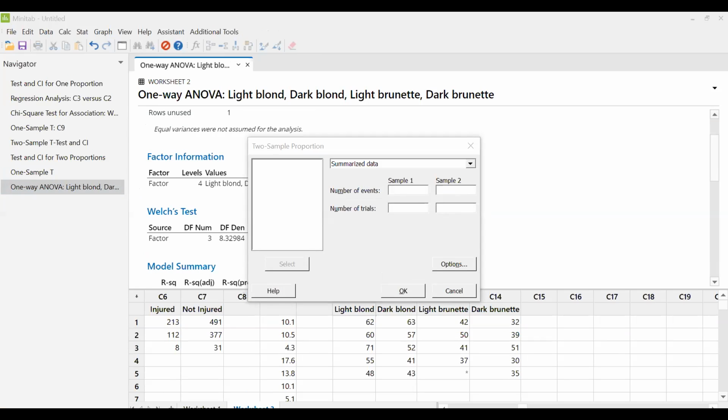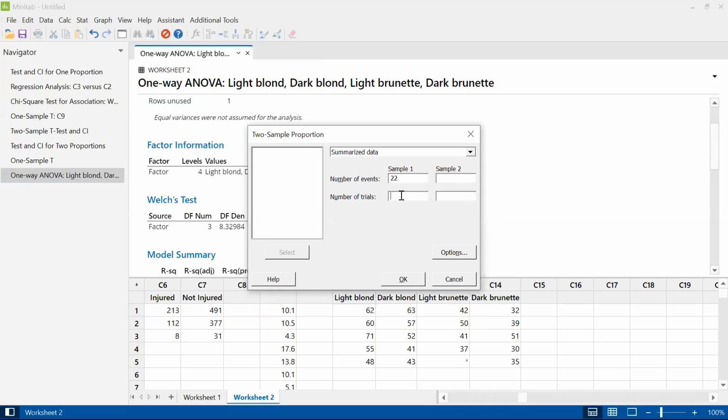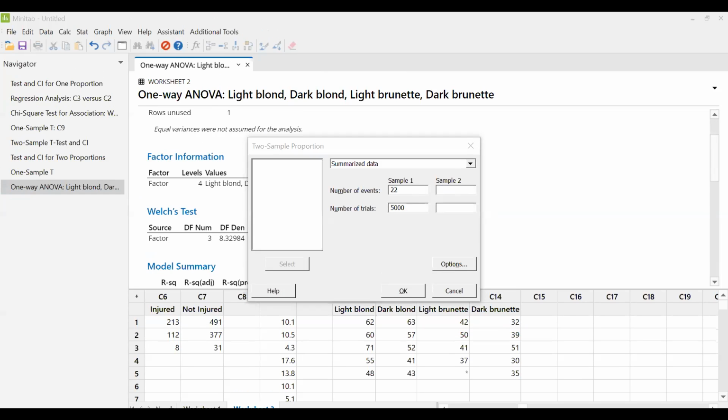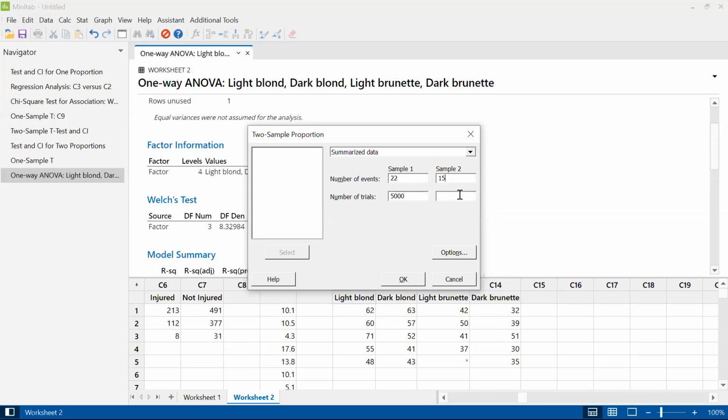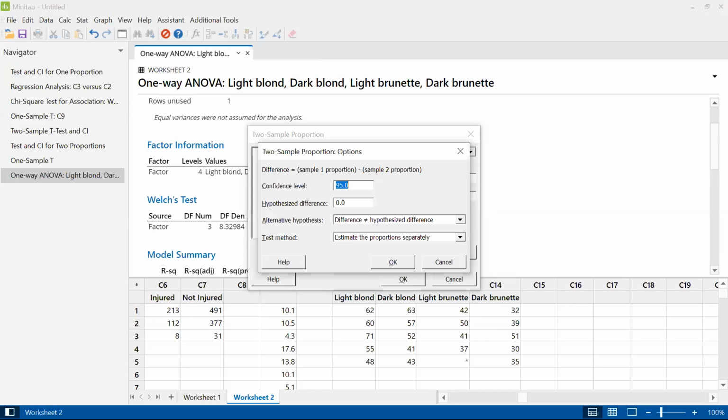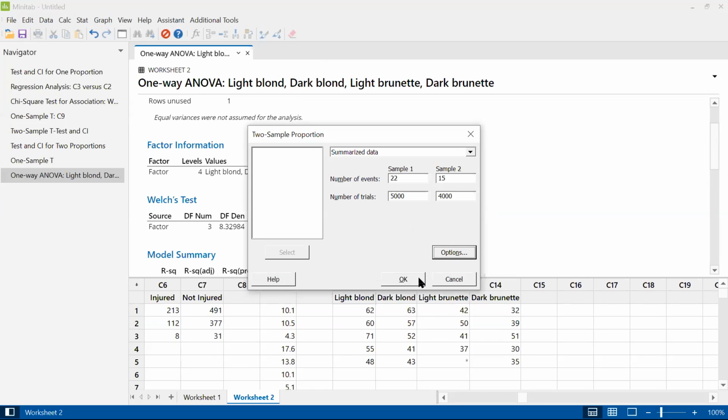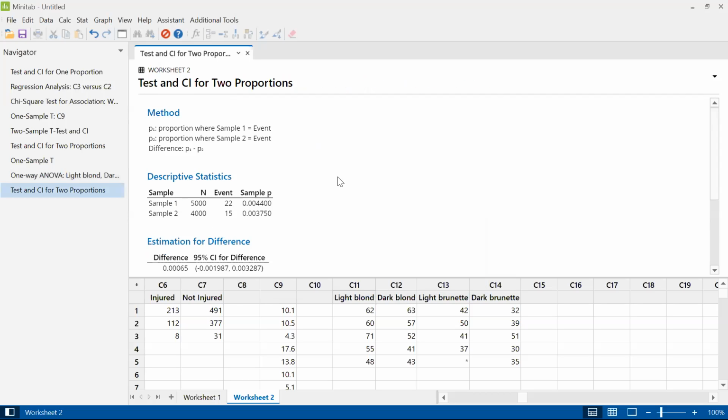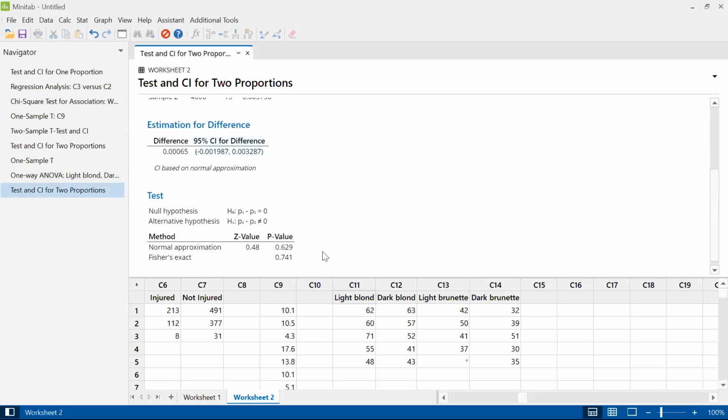So in the first group, it was 22 out of 5,000 that were lost. And in the second group, it was 15 out of 4,000. So I will run the confidence interval, but the main thing that I'm interested in is the hypothesis test here. Is there a difference between the two? So here's our confidence interval for the difference, and our p-value is 0.629. So that is not small. So we do not have strong evidence of a difference here.